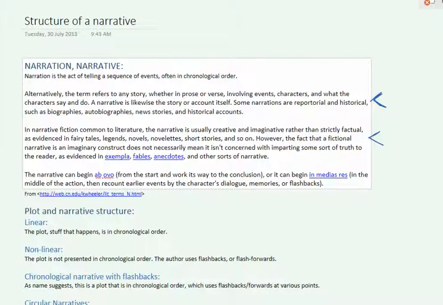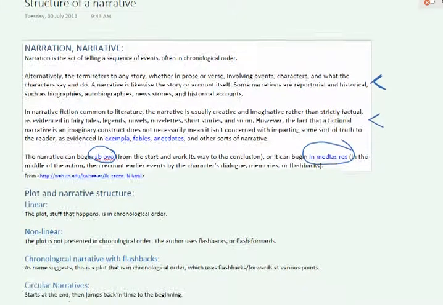Narratives can begin ab ovo, from the start, and work their way forward to the conclusion. That is, in a way, the way Gatsby works. Or it can begin in media res, in the middle, whichever pronunciation, I'm not great on this stuff. It starts in the middle of the action and then recounts through flashbacks.